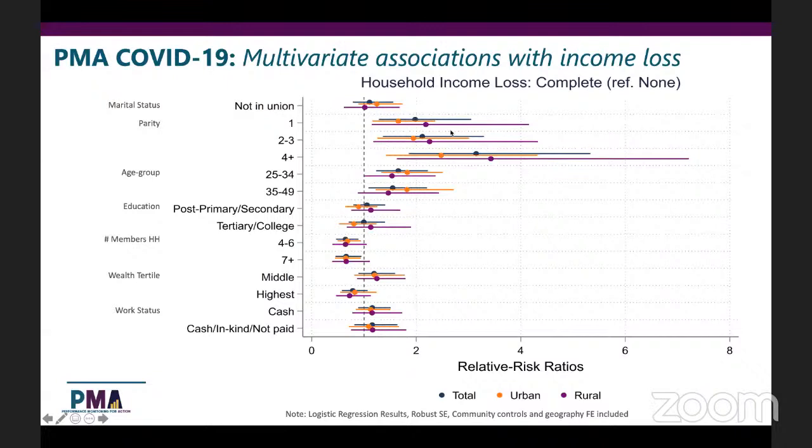The missing category here is no children. If a woman has children, the risk of her living in a household that has lost all of its income is much higher, and that increases with the more children that she has. Older women have a slightly higher risk than women 15 to 24, which is the missing category here. The woman's own employment status and own education at baseline doesn't make any difference. And then finally, we find that in most cases, not so much in rural, having a larger household size is protective, which makes sense mathematically. The more people you have in the household, the better chance that at least one of them has managed to hold on to some kind of income stream.